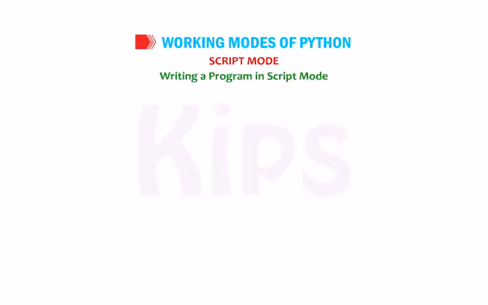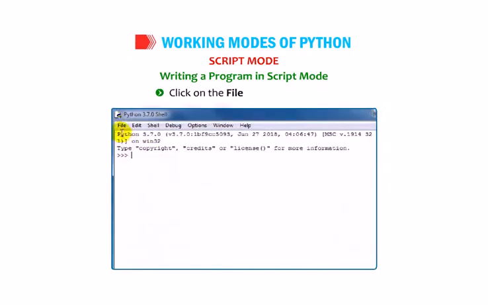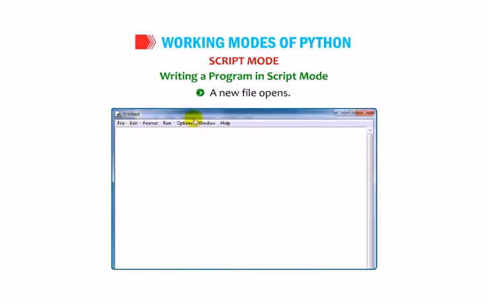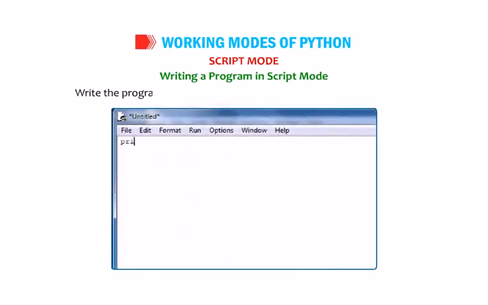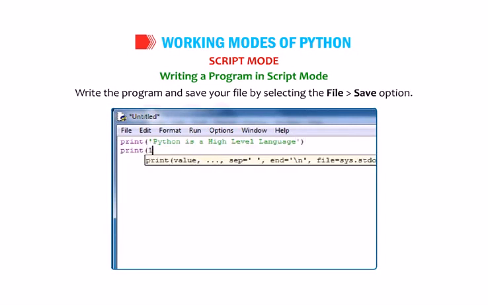Writing a program in script mode. To write a program in script mode, follow the given steps. Click on File, then go to the New File option. A new file opens. Write the program and save your file by selecting File, then going to the Save option.